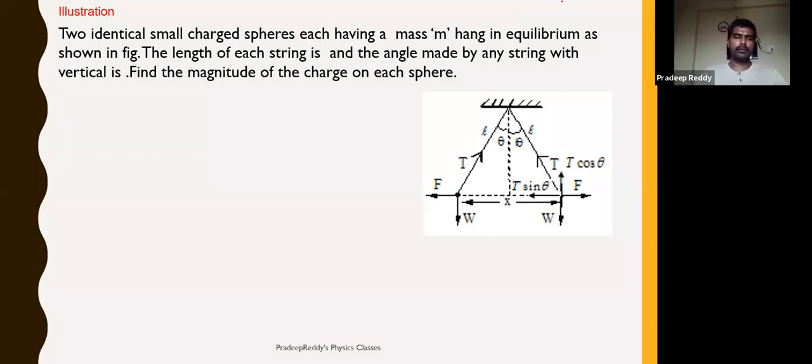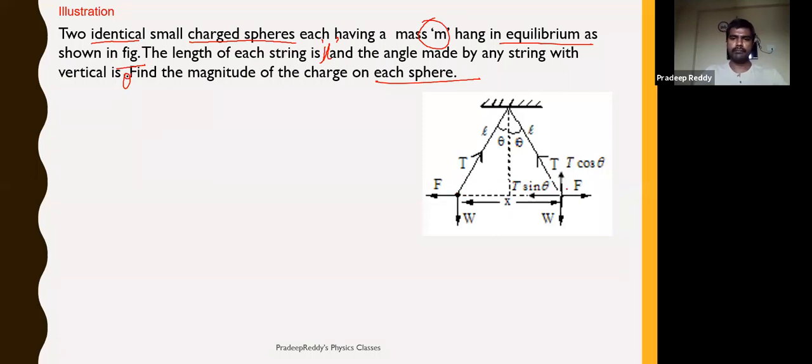This problem is similar to the problem which we have learned previously. You have two identical small charged spheres, each having a mass m, hanging in equilibrium as shown in the figure. Now this is the figure where two masses are being hung over here. The length of each string is, let me take it as small l. The angle made by any string with the vertical is theta. It is given in the figure. This angle is theta. Find the magnitude of charge on each sphere.